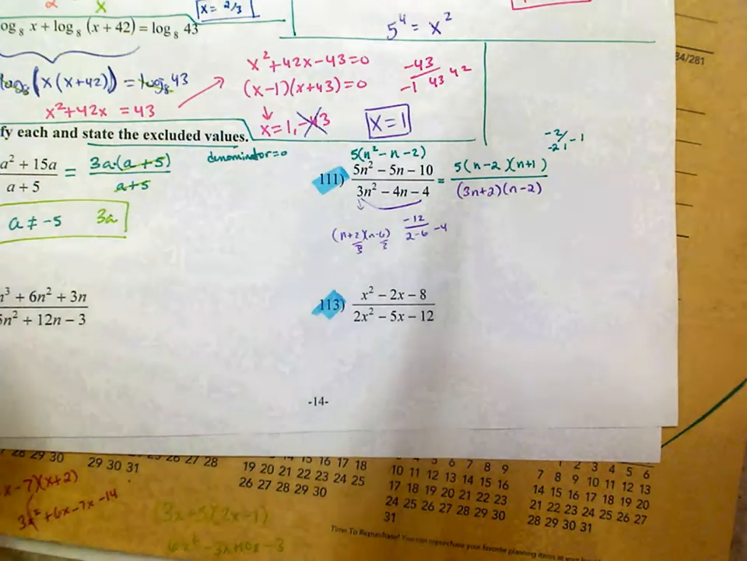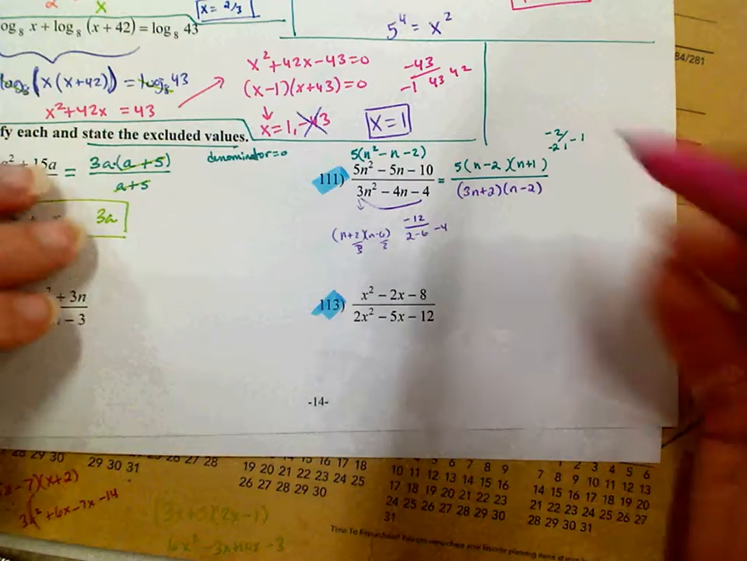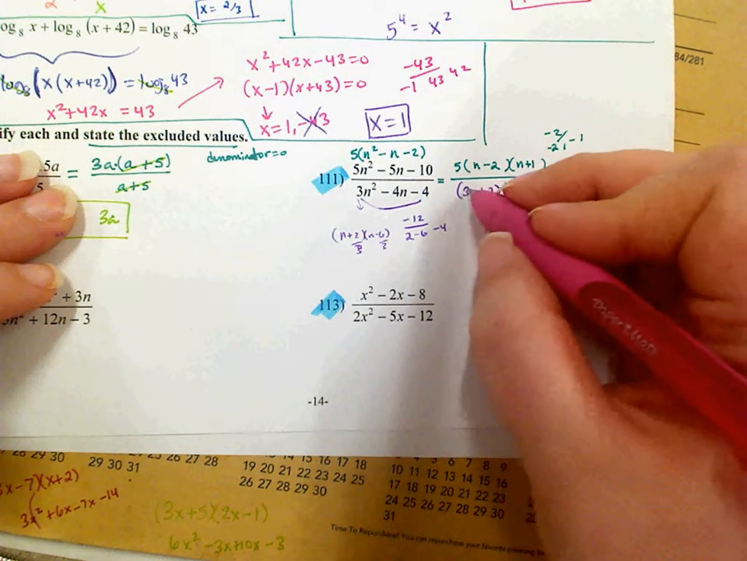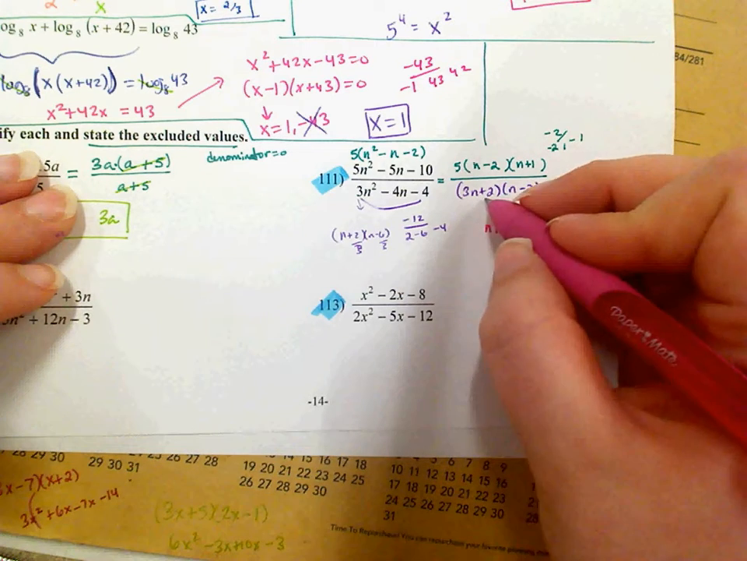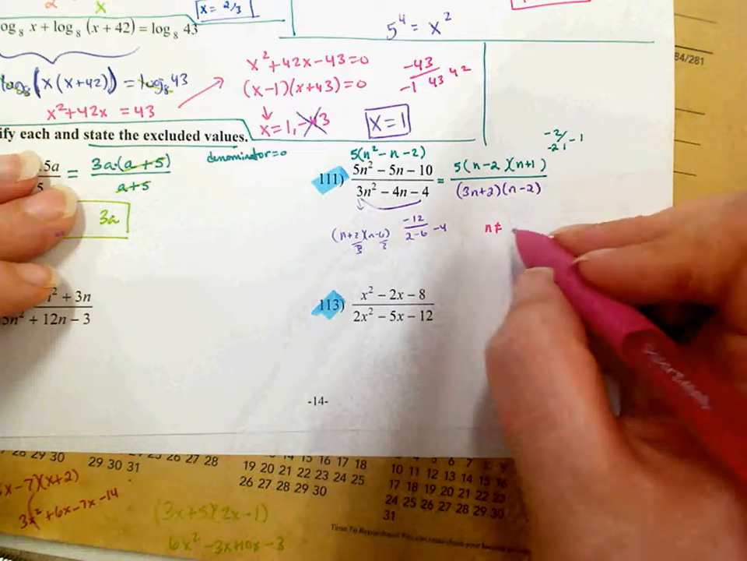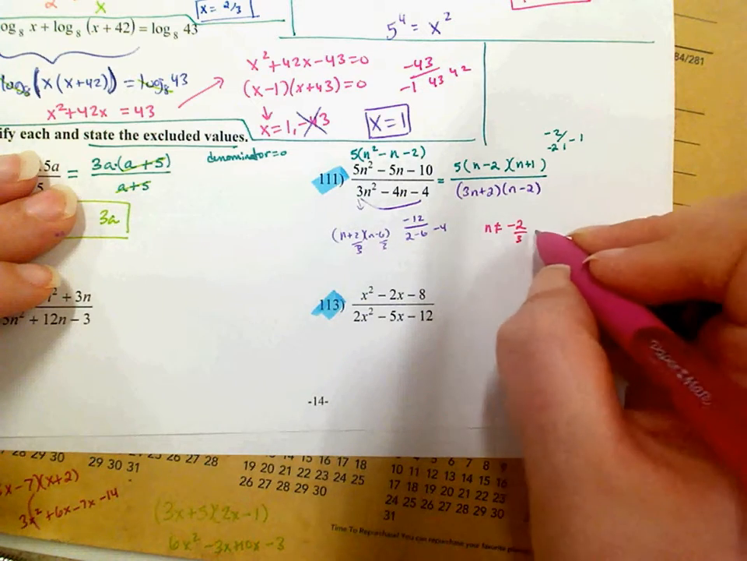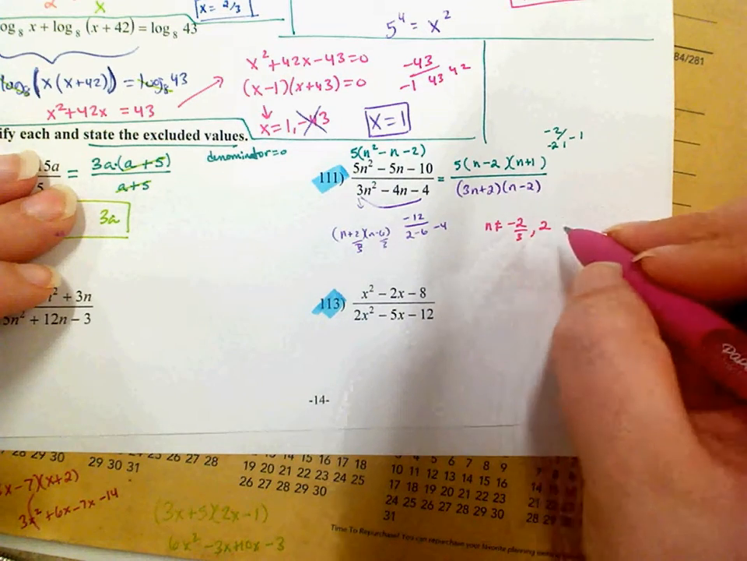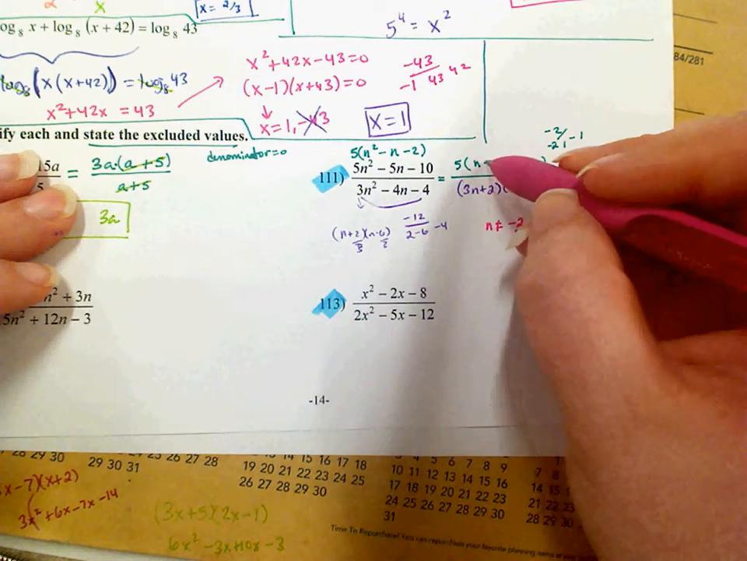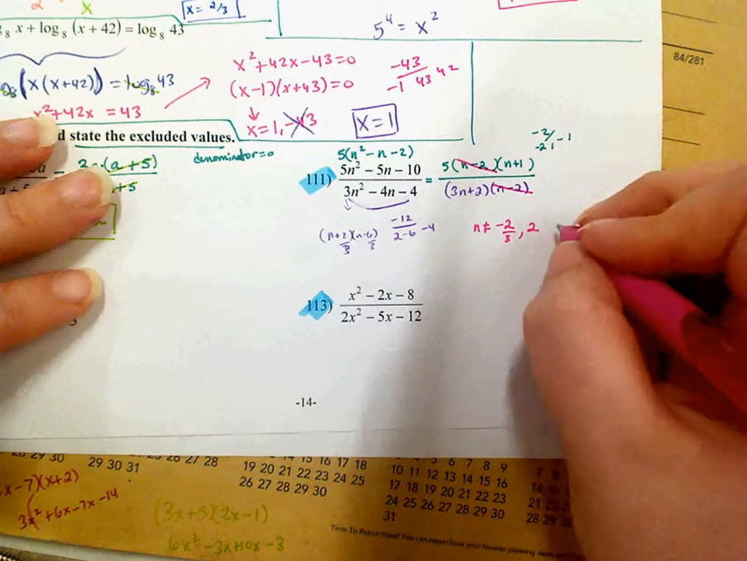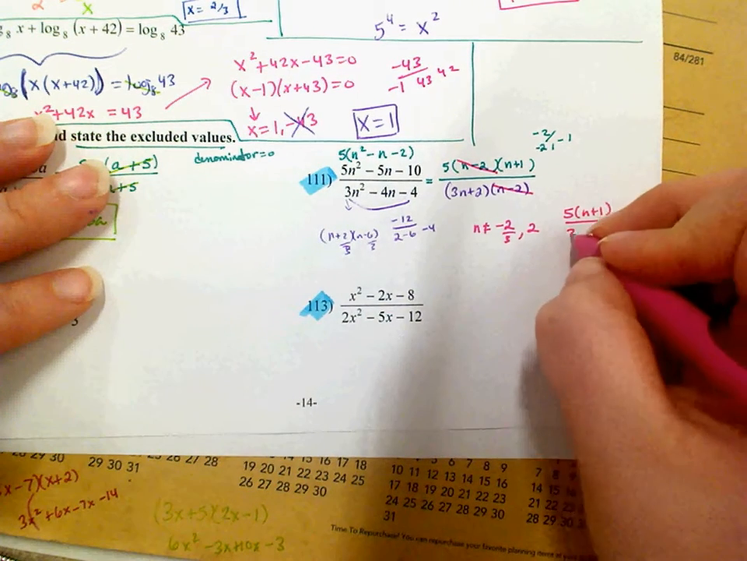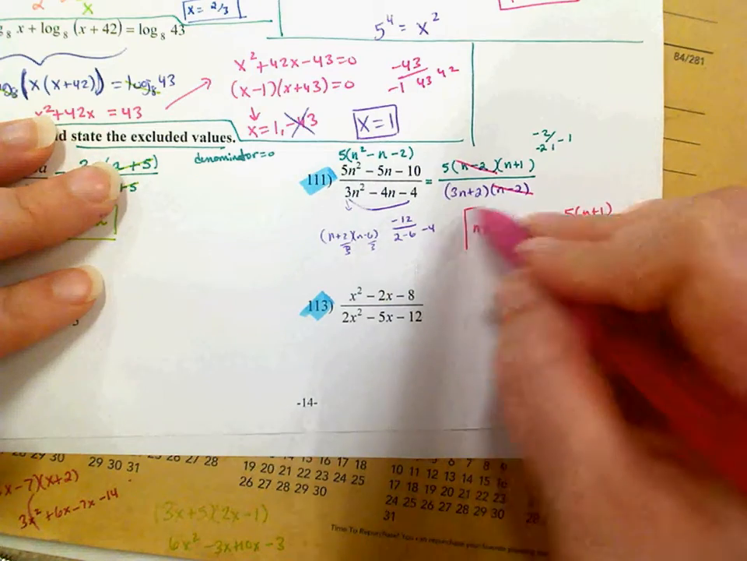So before I simplify anything, I'm going to go ahead and state my excluded values. N cannot equal anything that makes the denominator 0. So if I were to bring the 3 down, do reverse bottoms up. The opposite of positive 2/3 is negative 2/3. And the opposite of negative 2 is positive 2. Okay? The only other thing I can do is cancel out the n minus 2's. And so my answer is 5 times n plus 1, or 5n plus 5, over 3n plus 2. And there we go.